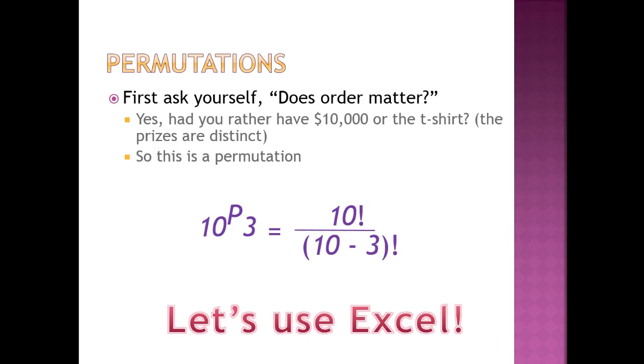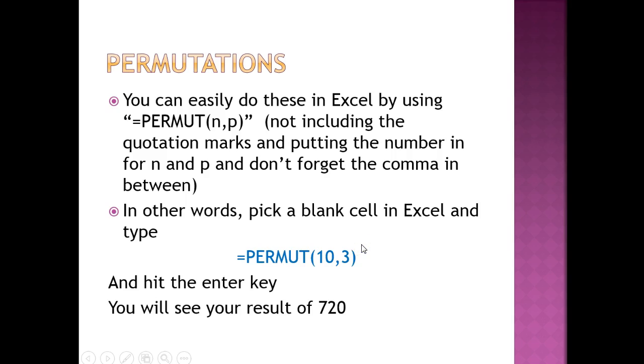It's a permutation. 10P3, 10 factorial divided by (10 minus 3) factorial. But we can easily use Excel. Like with the factorials, we used FACT. With the permutations, we use PERMUT and put in our n, comma, our r. My larger number will always be first. If it's the same number, of course, it doesn't matter.